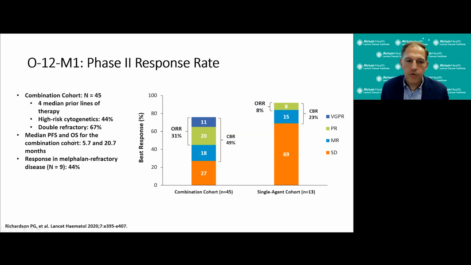Median progression-free and overall survival for these 45 patients was 5.7 and 20.7 months. And interestingly, although there was only a small number of patients with melphalan refractory disease, specifically 9, 44% of those patients actually responded to melflufen.